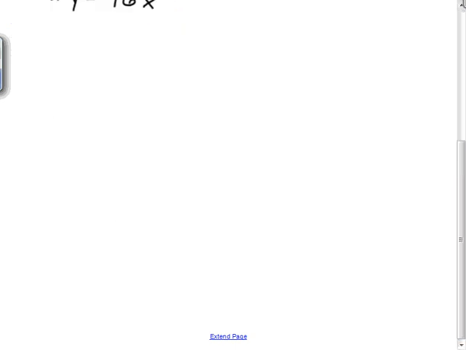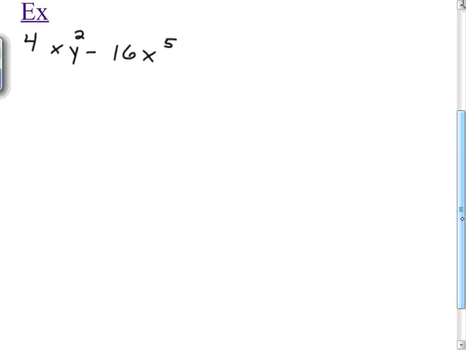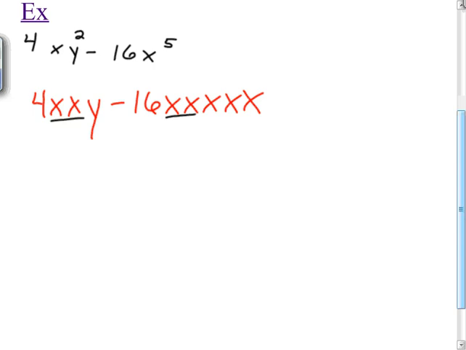The next example, I'm going to look for the same thing. In this example, they both have the same variable, x, and they also both have a number. Now this is 4x squared y minus 16x to the fifth. So I have to figure out, how many x's do they both share? Think of it as saying 4x, x, y, minus 16x, x, x, x, x. So they both share 2 x's.